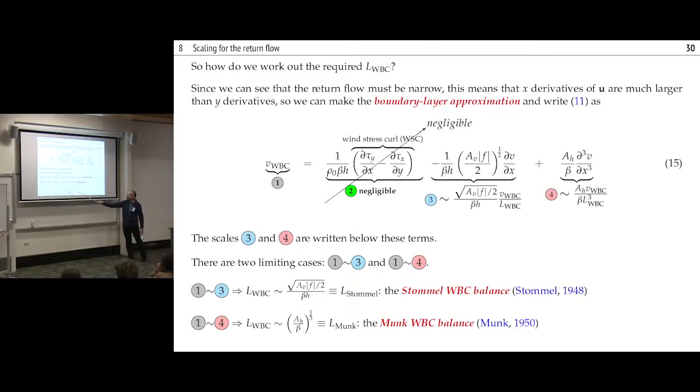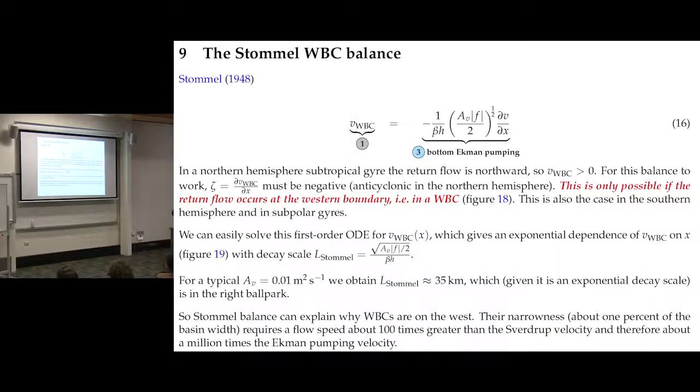Okay, so there's one particular length scale which allows this bottom friction term to produce the north-south flow, and it's this. It's called the Stommel length. So Stommel came up with it, surprisingly. And that's how it goes, okay? And likewise, if that one is to balance that, there's a particular length scale of the western boundary current required for that. It's the Munk length scale. So I'll just go through those two examples.